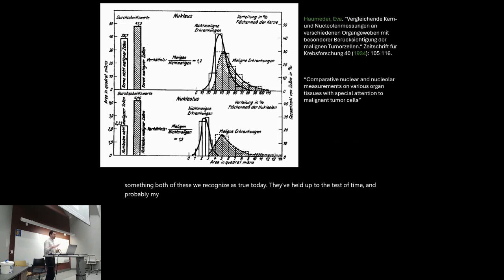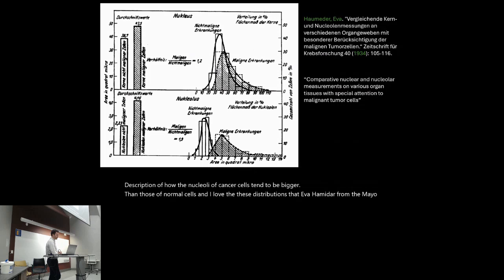And probably my favorite publication from this era has this great chart that I think, with a little cleaning up, wouldn't look too out of place in a journal article published today. This is a really quantitative and comprehensive description of how the nucleoli of cancer cells tend to be bigger than those of normal cells. And I love these distributions that Eva Hammider from the Mayo Clinic drew for us. This was actually presented first as a talk at the AACR annual meeting a couple of years before, and I love this passage.